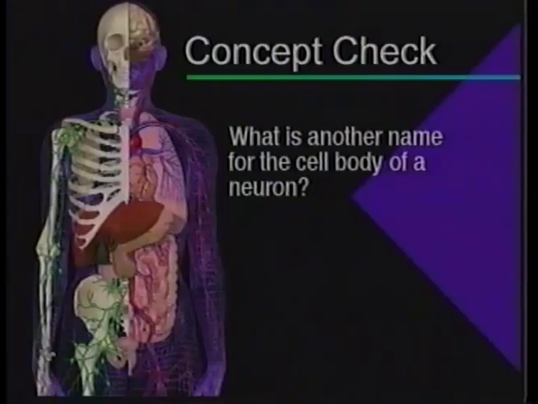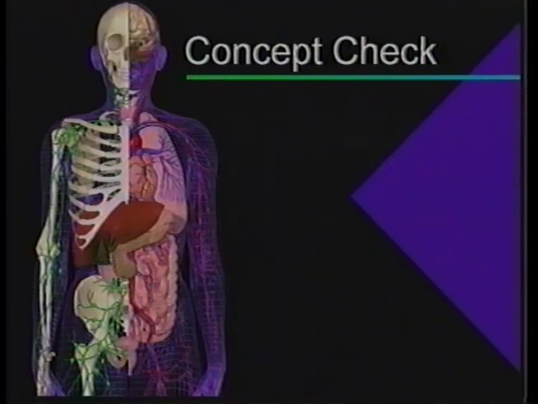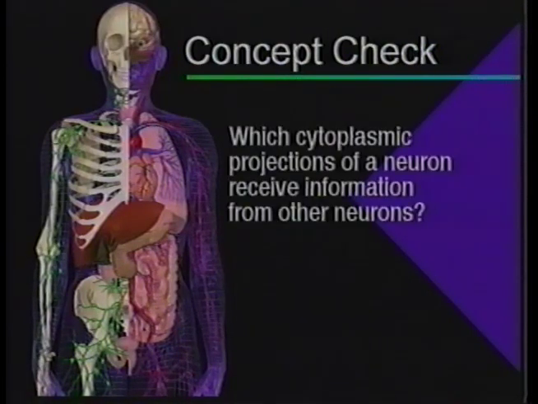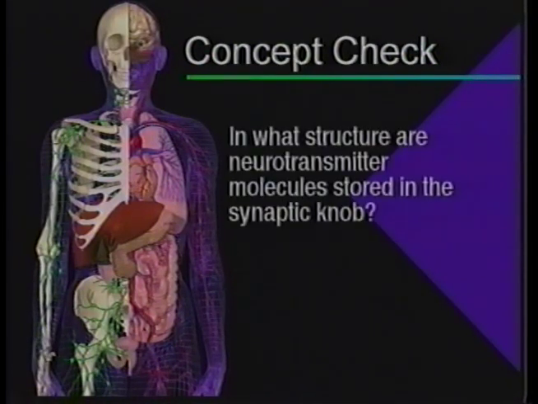Take a few moments now to assess your understanding by answering 4 concept check questions. What is another name for the cell body of a neuron? What cytoplasmic projection carries information toward another cell? Which cytoplasmic projections of a neuron receive information from other neurons? In what structure are neurotransmitter molecules stored in the synaptic knob?